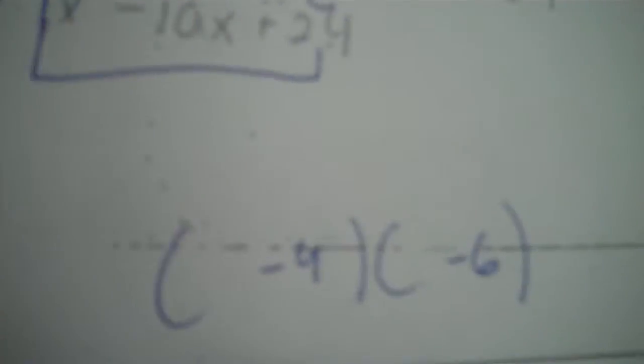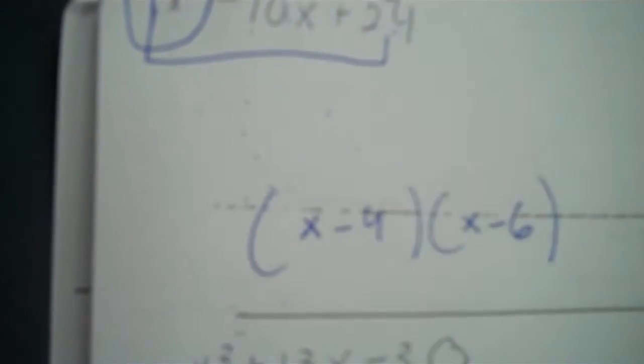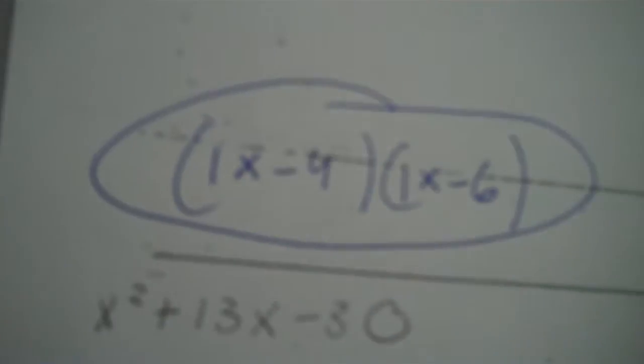So now you put your negative 4 with your negative 6. That fills out the back end. Now circle your entire A term. X second, you go x. You're rewriting it back into x times x. Now the 1 you just place in front of there. And we have 1x minus 4 times 1x minus 6.